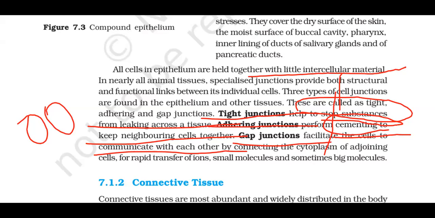Are you understood? Yes, sir. Okay, right. So now let me talk about the connective tissue further.